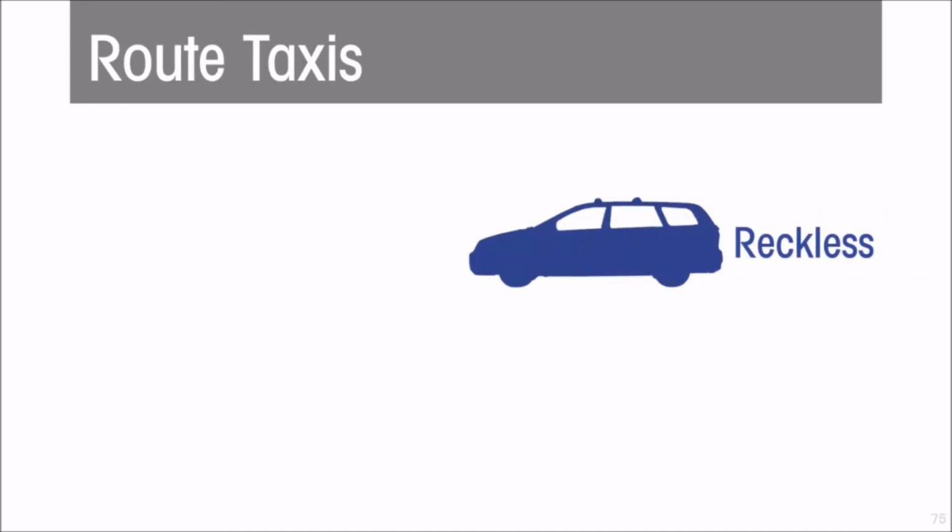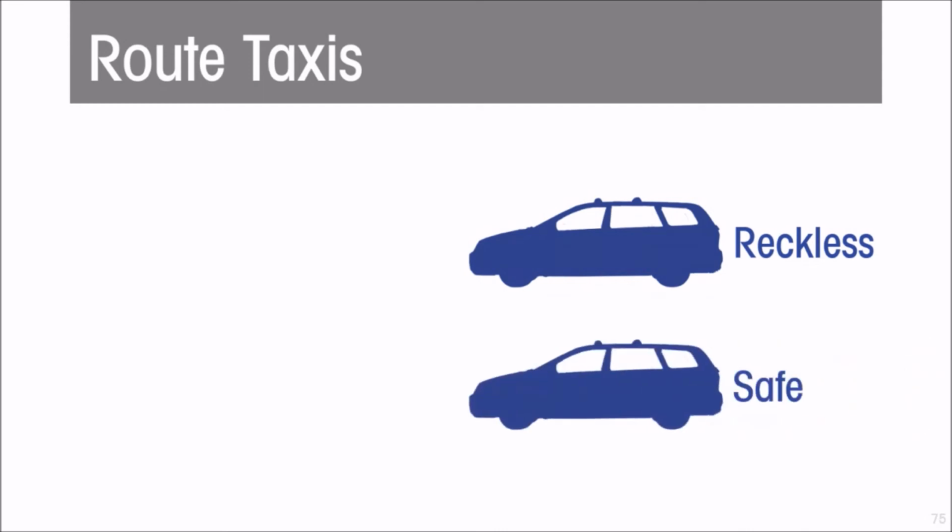You're at the bus stop and two route taxis are coming towards you. One is driven by a reckless driver who's going to scoot down the wrong side of the road and cut in front of traffic and break the speed limit. And the other one is driven by a safe, conservative driver who's going to stick to his lane, not break the rules of the road, and stay within the speed limit.